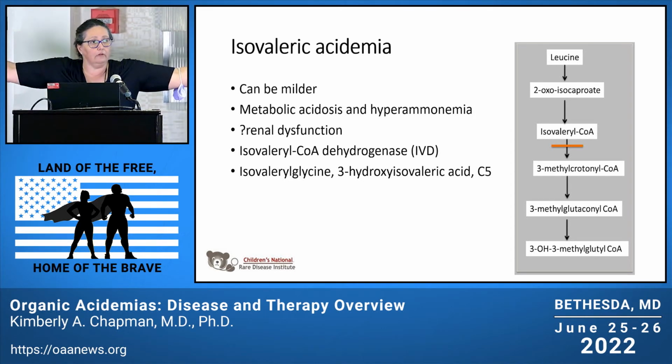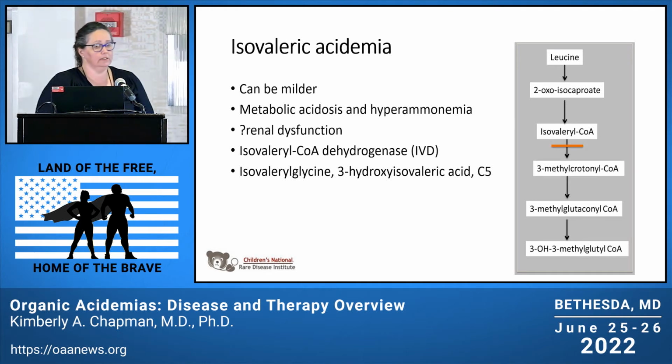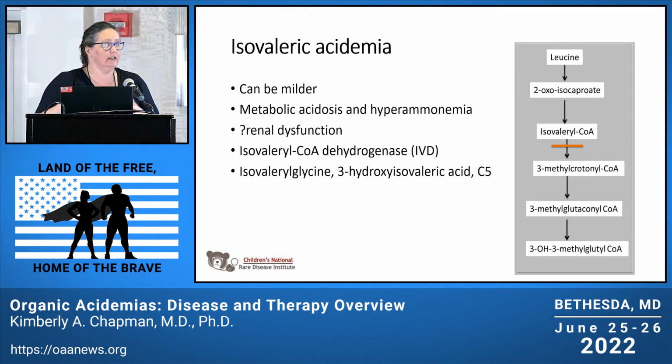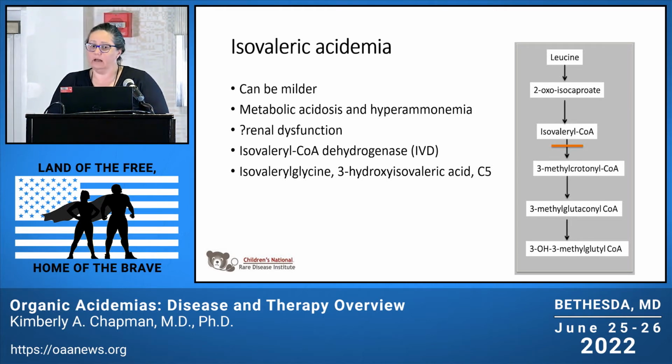The IVAs can be an equally spread out thing. The classic presentation is metabolic acidosis and hyperammonemia. The hyperammonemia, again, is a secondary inhibition of the urea cycle. I think it's important for us to talk about the IVAs, not just within the context of metabolic acidosis and hyperammonemia, but we actually are starting to see renal dysfunction in this cohort as they get older.